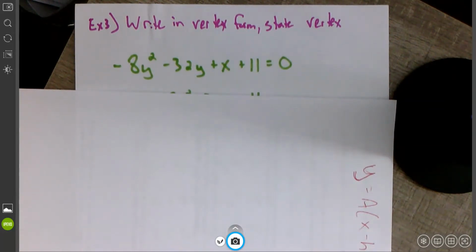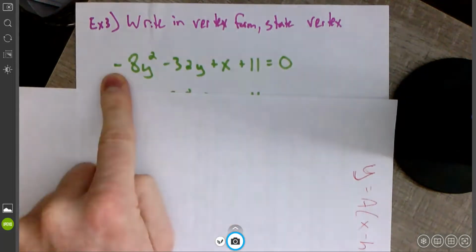We had y equals x squared, and we did all this stuff. But this one is x equals y squared. So we're still going to complete the square, but we're going to do it with my y's and not my x's. This is going to give us a side opening parabola. It opens to the left or opens to the right. We'll talk about that at the end, but the process is still the same.